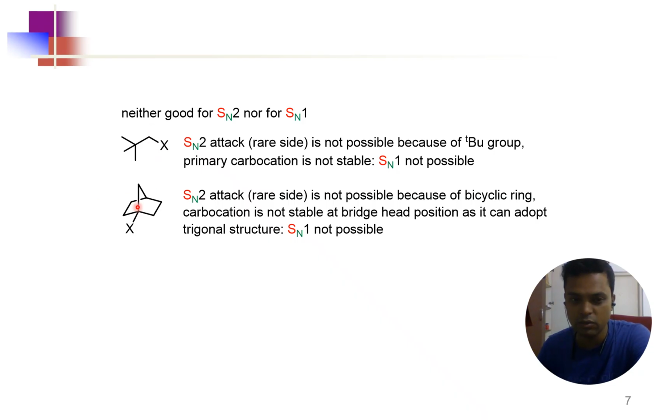In this case, SN2 backside attack is highly hindered, so SN2 is not possible. For SN1, this is a bridgehead position, so the carbocation is unstable. You cannot stabilize the carbocation over there. So these two compounds will not stabilize the carbocation, so SN1 is not possible. The backside is highly hindered, so SN2 is not possible. With this I will wind up the whole topic of aliphatic nucleophilic substitution reactions.